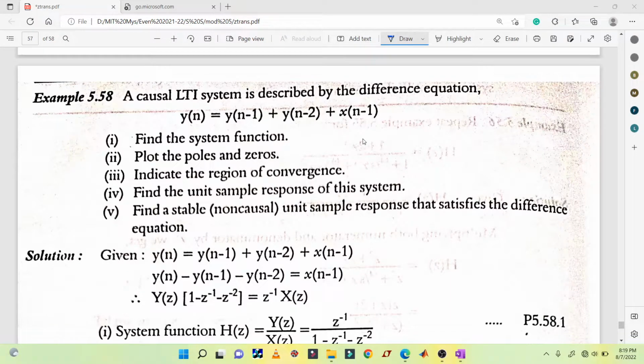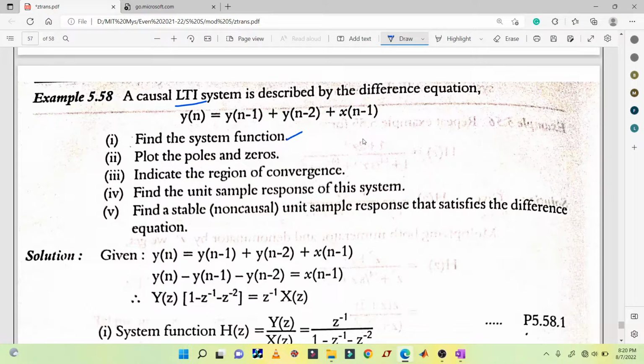This is the last problem in Z transforms. So it goes like this. A causal LTI system is described by the difference equation y of n is equal to y of n minus 1 plus y of n minus 2 plus x of n minus 1. So first we need to find the system function. What is the system function? System function is H of z.